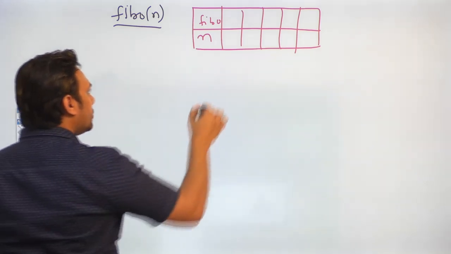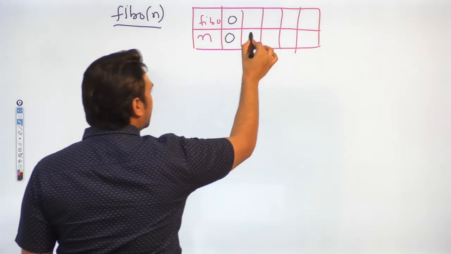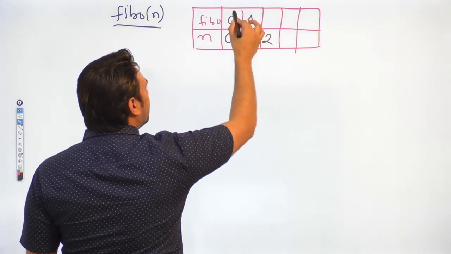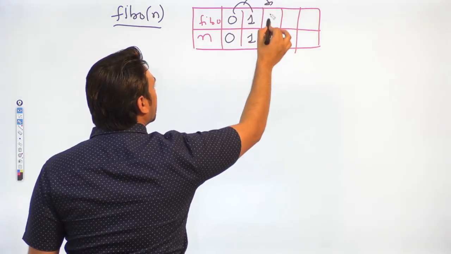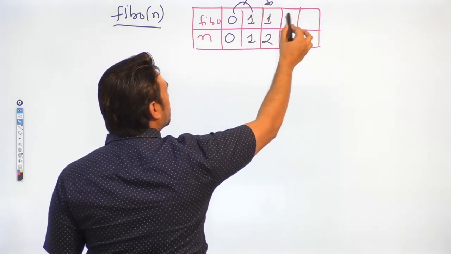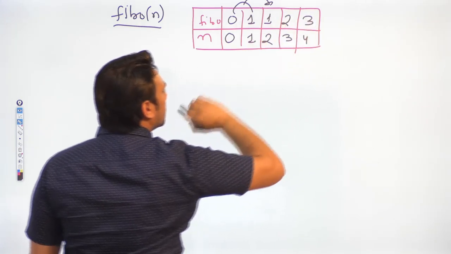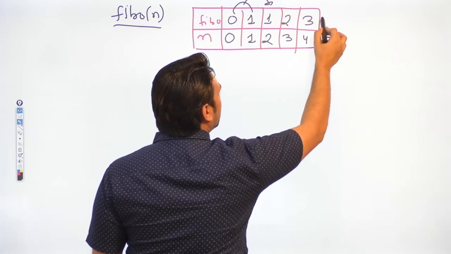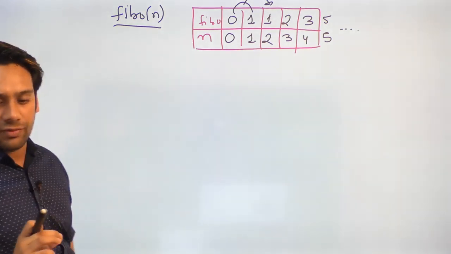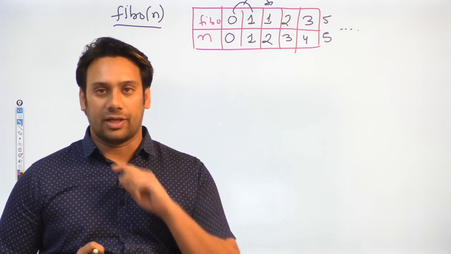Okay, so let us assume that if the number n is 0, then Fibonacci of n is 0. If the number n is 1, then Fibonacci of n is 1. If n is 2, then Fibonacci of 2 is 0 plus 1, that is 1. If n is 3, then Fibonacci of 3 is 1 plus 1, that is 2. If n is 4, then Fibonacci of 4 is 1 plus 2, that is 3. If n is 5, then Fibonacci of 5 is 5, and so on. So basically, the Fibonacci of a number is the sum of the previous two Fibonaccis. Ye aapke paas Fibonacci of a number hota hai.